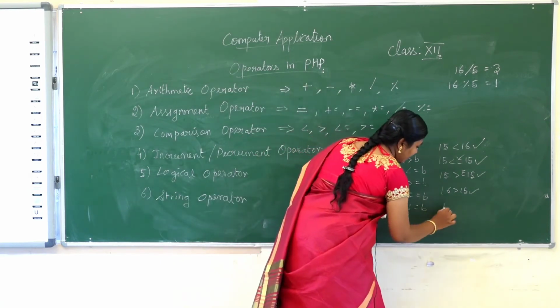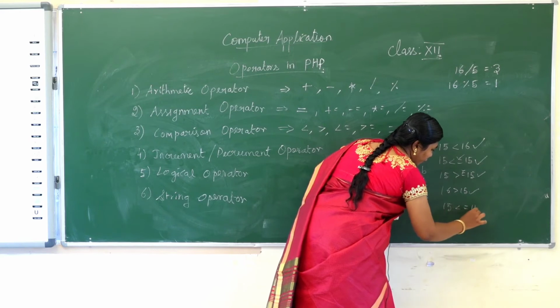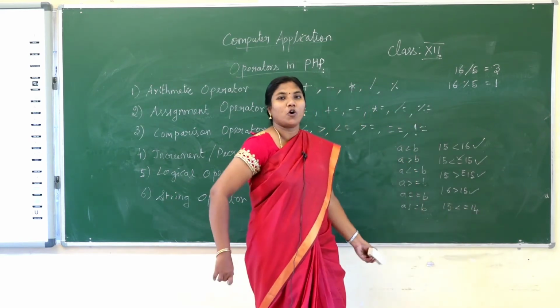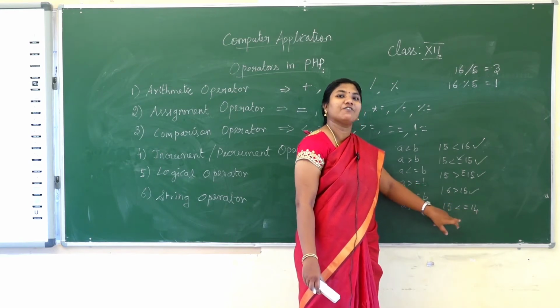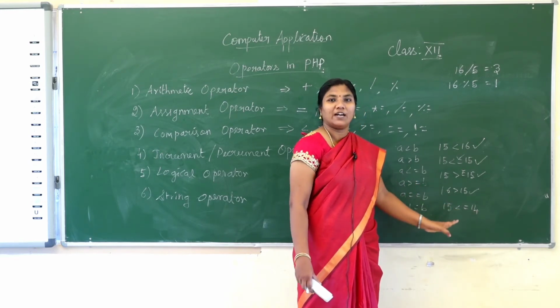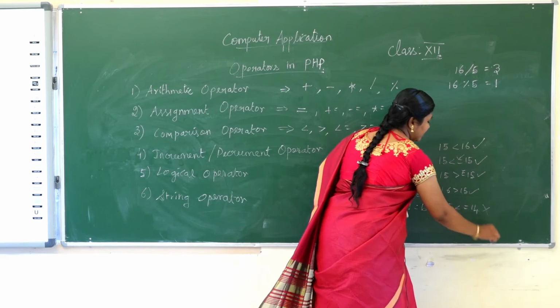Suppose I am having 15 less than or equal to 14. Is this statement true or false? 15 less than or equal to 14. 15 is not less than 14, and not equal to 14. So this statement is false.